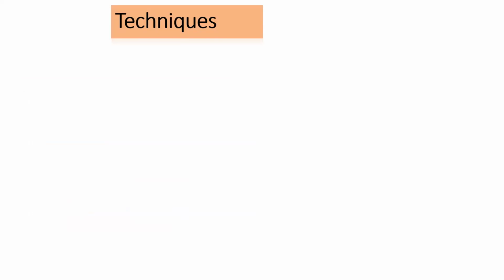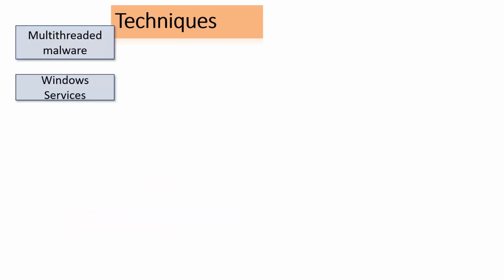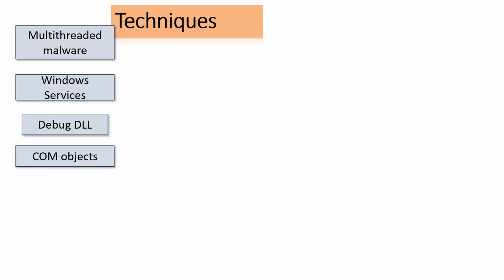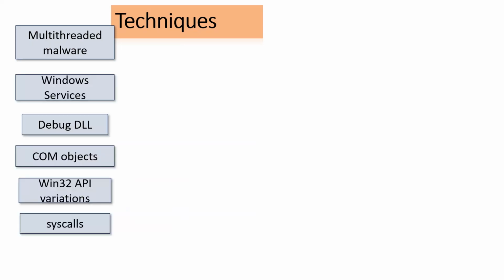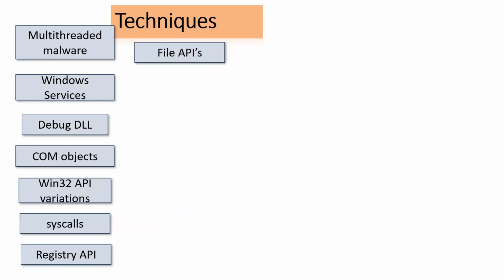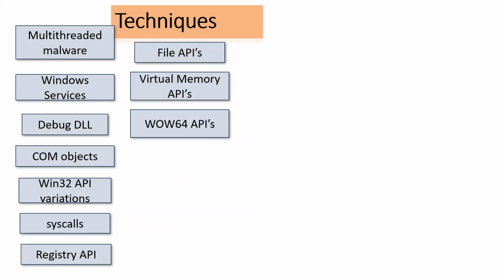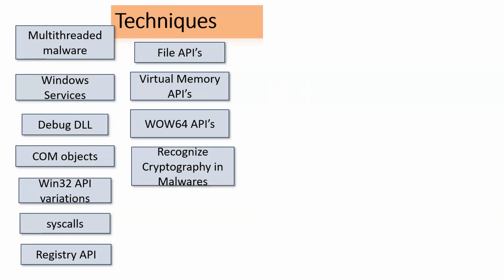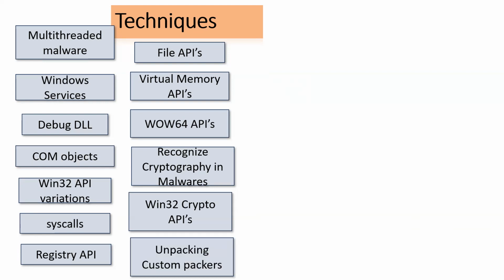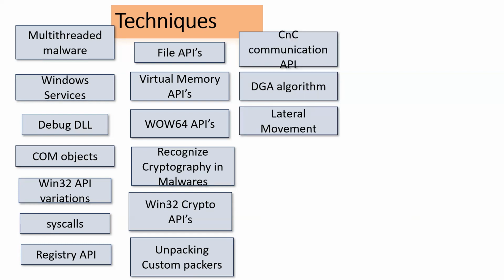You will learn to debug multi-threaded malware, Windows services, DLLs, COM objects, Win32 APIs, syscalls, registry APIs, file APIs, virtual memory APIs, and WoW64 APIs. You will learn to recognize cryptography in malware and debug Win32 crypto APIs. You will learn to unpack custom packers. You will learn to reverse engineer DGA algorithms, lateral movement, and C2 communication APIs like HTTP APIs.